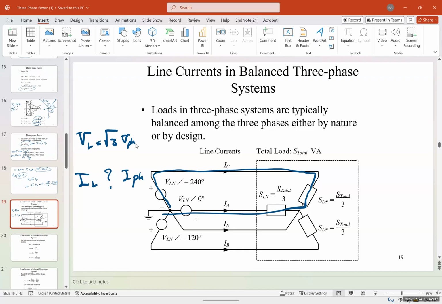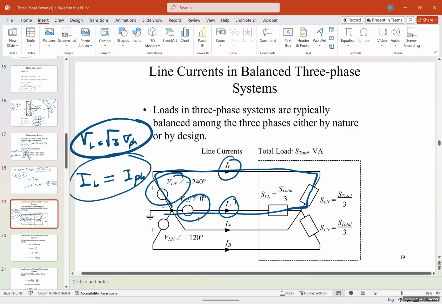If we do a closed loop over here, and by the way, this is the current of the line and the current of the phase. You can see that since these are in series, you can go from a single path, and therefore the line and the phase current are both the same. So in a star connection, I line is always equal to I phase. And the voltage of the line is square root of 3 V phase.